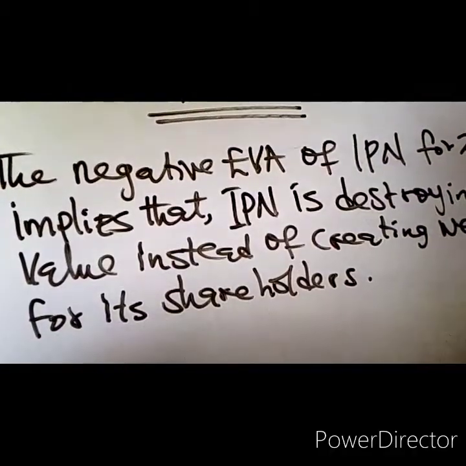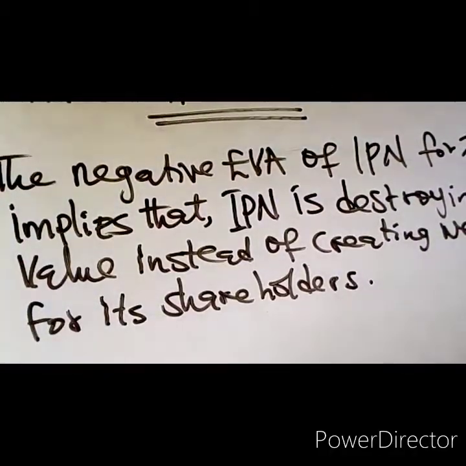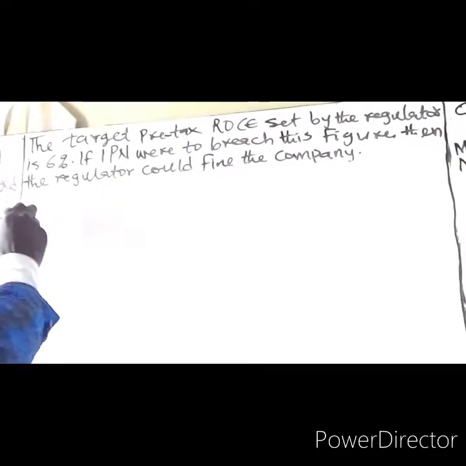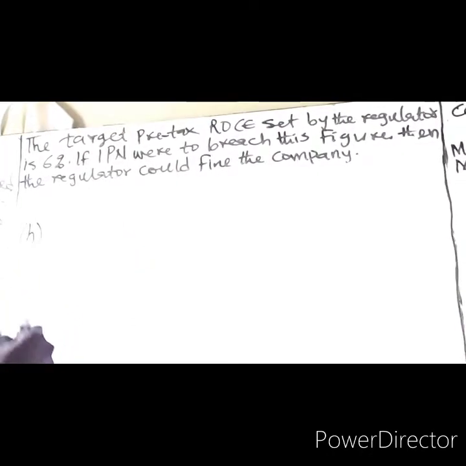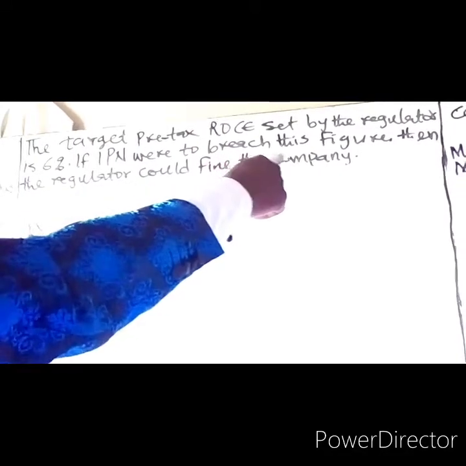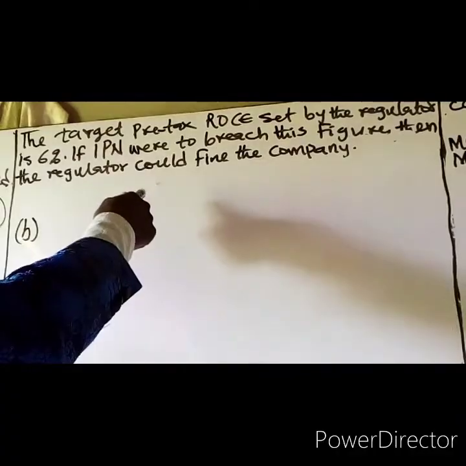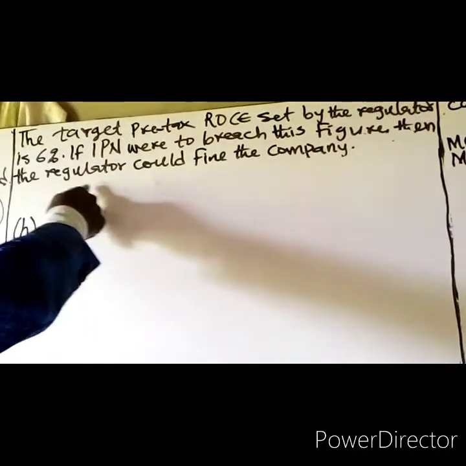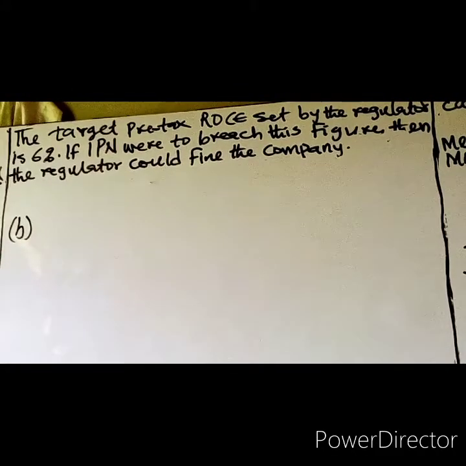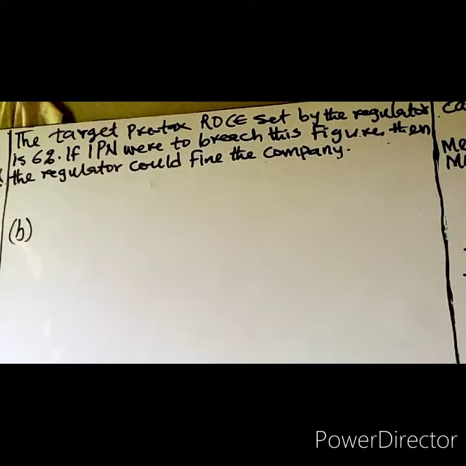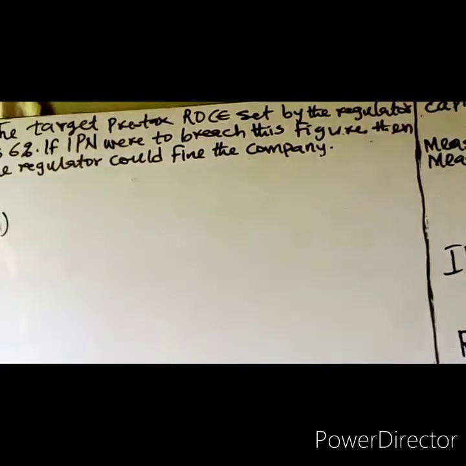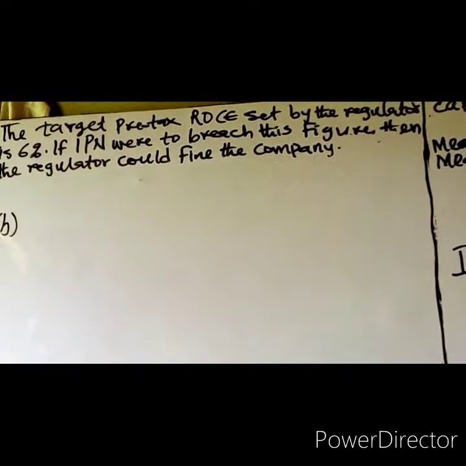Then we want to start with requirement B of the question. The target ROCE, the target pre-tax ROCE set by the regulator, is 6%. If IPN were to breach this figure, then the regulator could fine the company. You are to assess whether IPN meets its regulatory ROCE target of 6%.